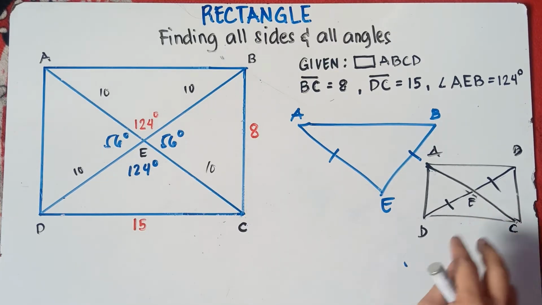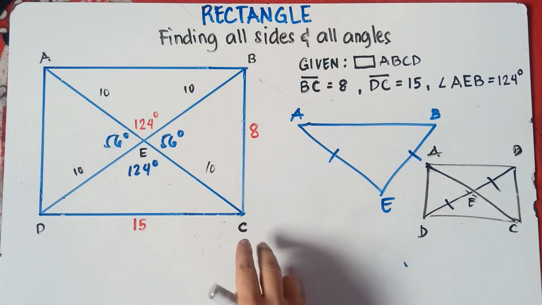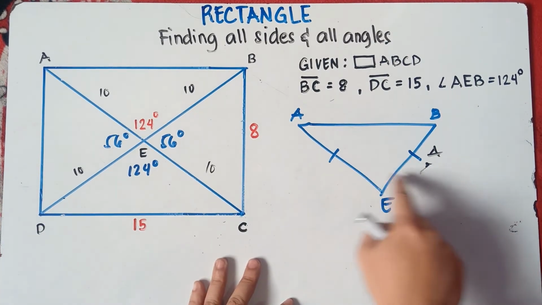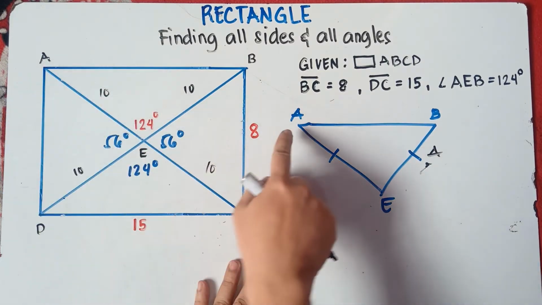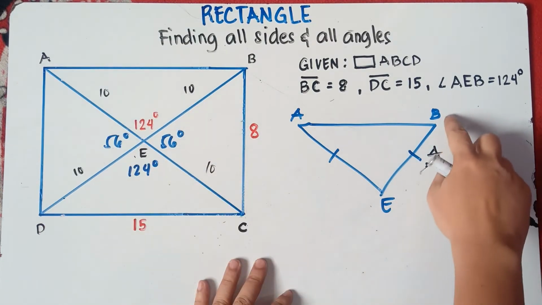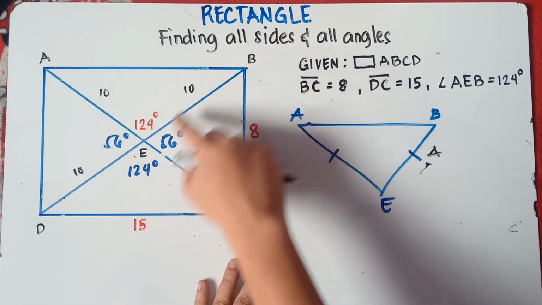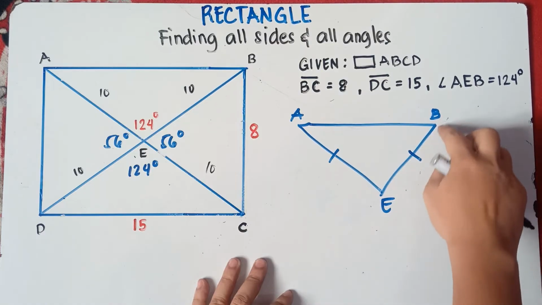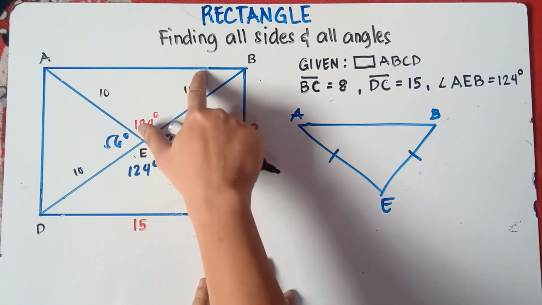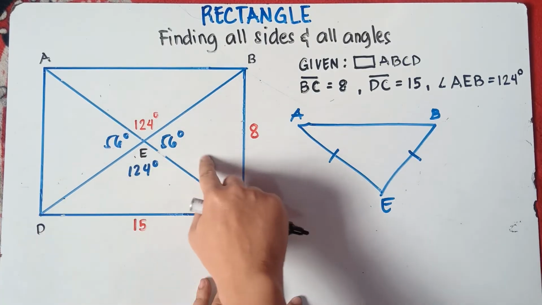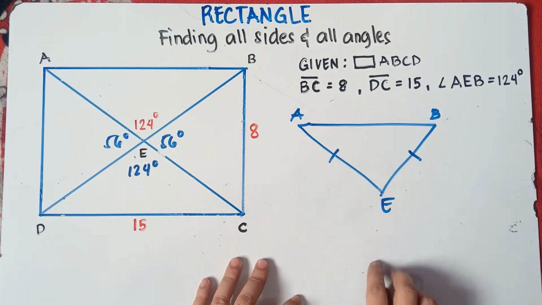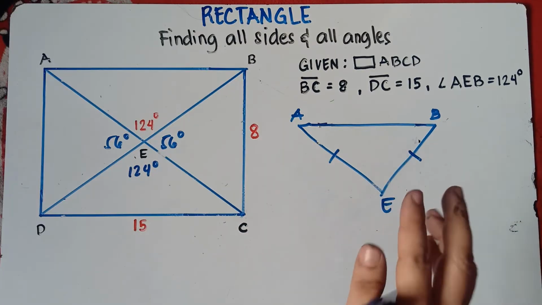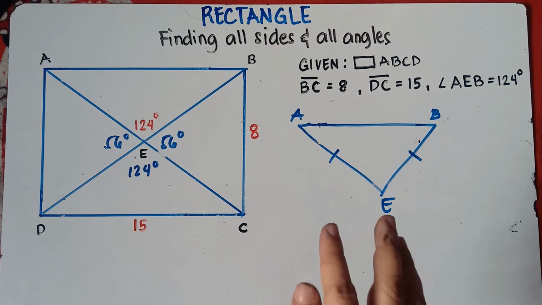Diagonals bisect each other. At the same time, the diagonals of a rectangle are congruent. So therefore, this will be the same side, right? This side AE is the same line segment with BE. So line segment AE is the same measure with line segment BE. If this is 10, this is also 10. Now, if they have the same measure, class, we call this triangle an isosceles triangle. So once again, class, an isosceles triangle, if you have two sides that are congruent.